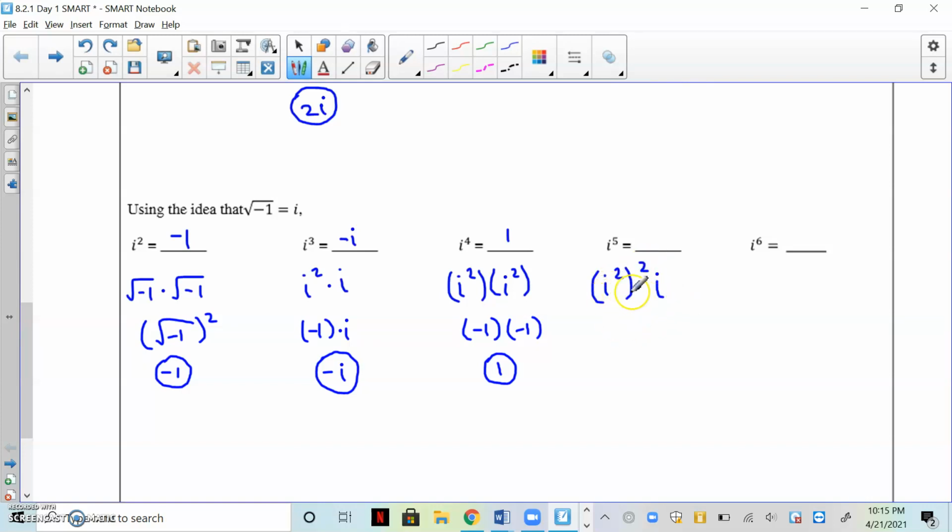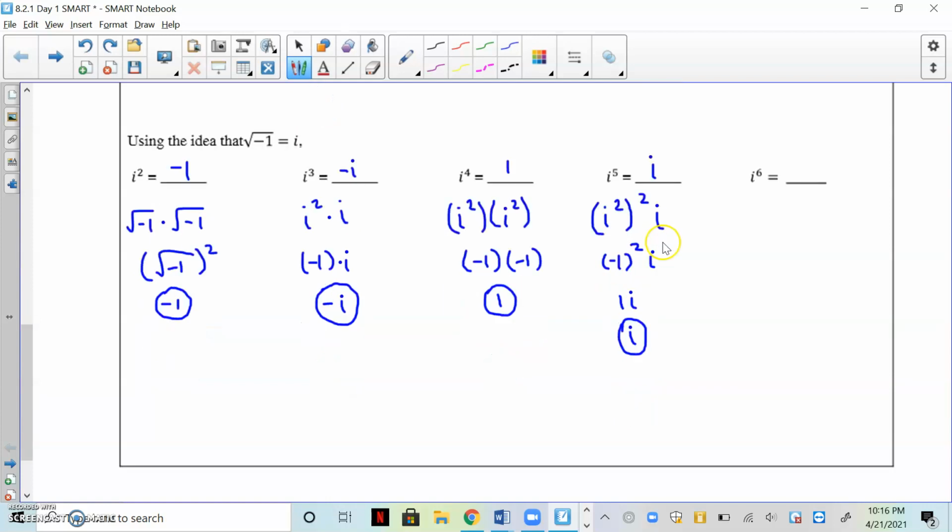So now let's go ahead and replace what I know I can. So i squared is -1, so -1 squared times i. And then this -1 squared is just 1. i sticks around, so my answer is just 1i, or I can also just call that i.